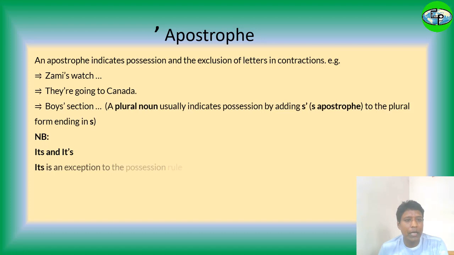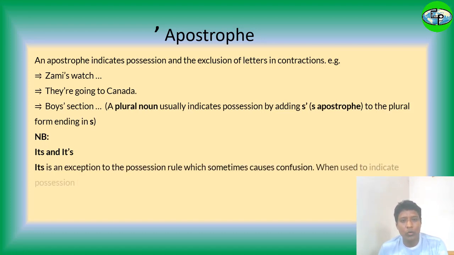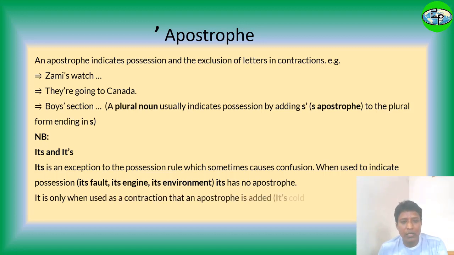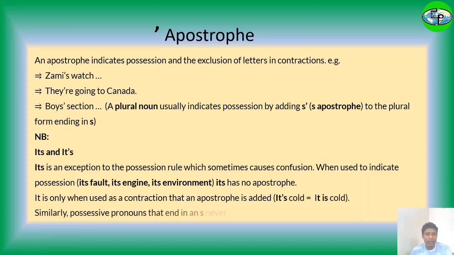NB: it's and its. Its is an exception to the possession rule, which sometimes causes confusion. When used to indicate possession, as in its fault, its engine, its environment, it has no apostrophe. It is only when used as a contraction that an apostrophe is added. It's called means it is called. Similarly, possessive pronouns that end in s never take an apostrophe: yours, hers, ours, theirs.